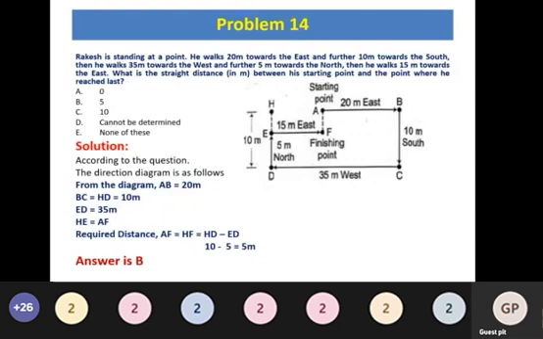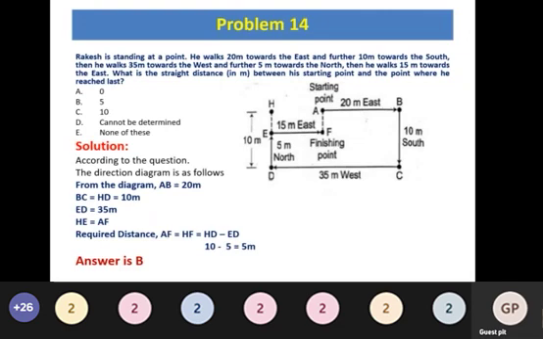Problem 14. Rakesh is standing at a point. He walks 20 meters towards the east and further 10 meters towards the south. Then he walks 35 meters towards the west and further 5 meters towards the north. Then he walks 15 meters towards the east. What is the straight distance in meters between his starting point and the point where he reached last? The options are A, 0, B, 5, C, 10, D, cannot be determined, and E, none of these.